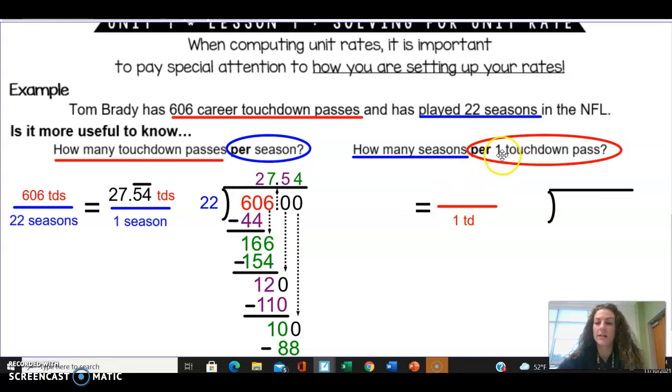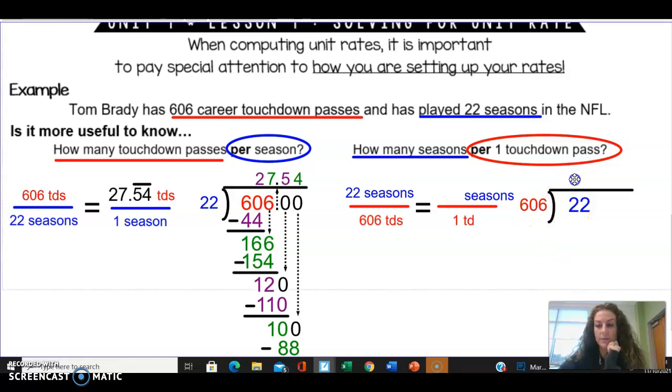Now, what if we wanted to find how many seasons for one touchdown pass? Now when I'm setting up my rate to find my unit rate, I need touchdowns with touchdowns and seasons with seasons. So in this case, my numerator is 22. I'm going to be dividing 22 by 606. We know it doesn't go into 22. So we're going to have to do our decimal and 0 to continue. Bring our decimal up into our quotient.